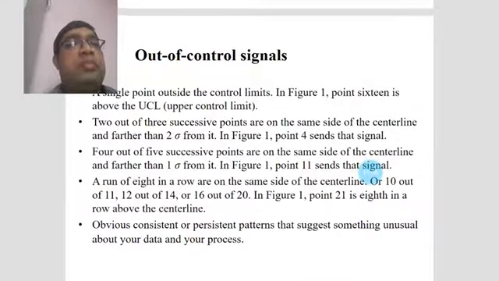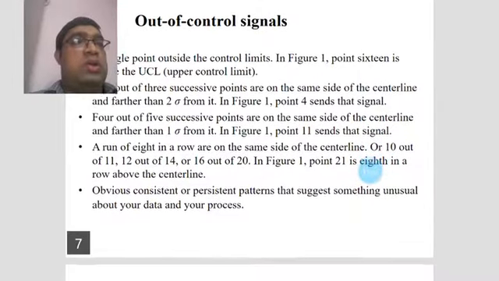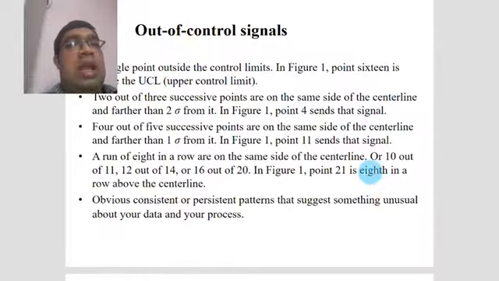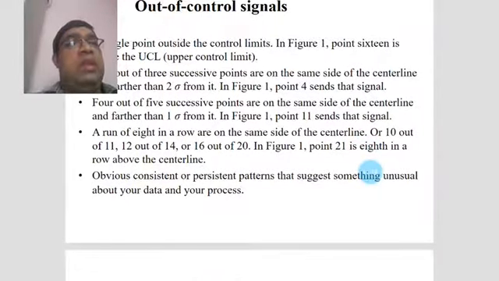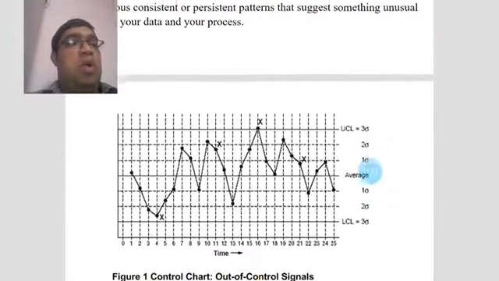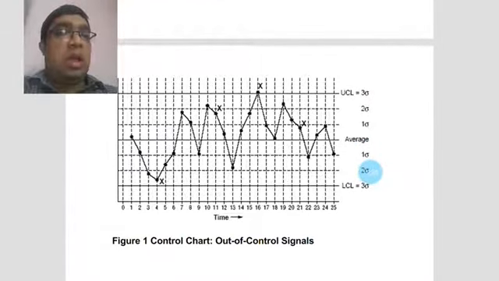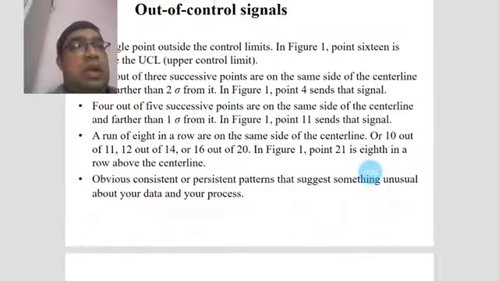Similarly, 2 out of 3 successive points are on the same side of the center line and further than 2 sigma from it, and in the figure, point 4 sends that signal. That is, the points 1 to 4 send this signal. This is the 1 and this is the 4. You have to look at these signals.